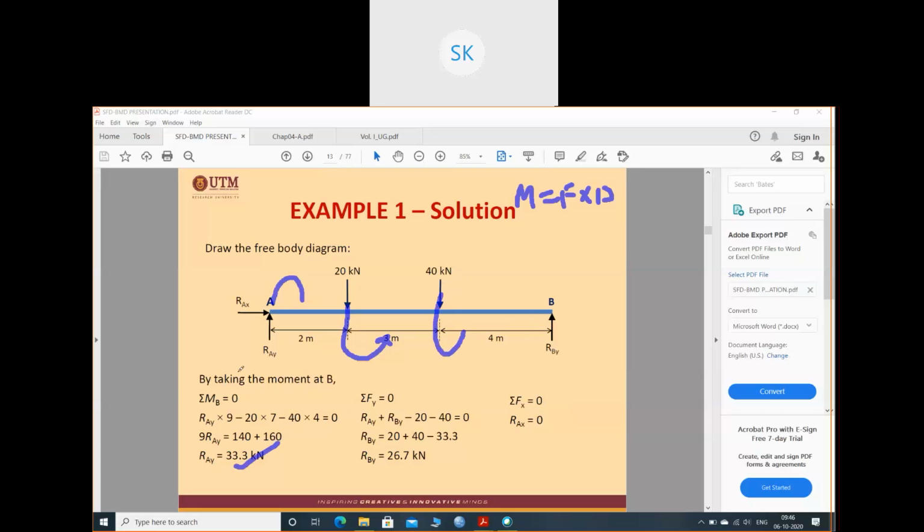So we have found this one. Next, what is left? We have used the moment equation and the Fx equation. Now let's come to the summation of all vertical forces equals 0. RAY plus RBY minus 20 minus 40 equals 0, because those are in downward direction. We know the value of RAY, so you get RBY as 26.7 kilonewtons. Understood? Understood or not?